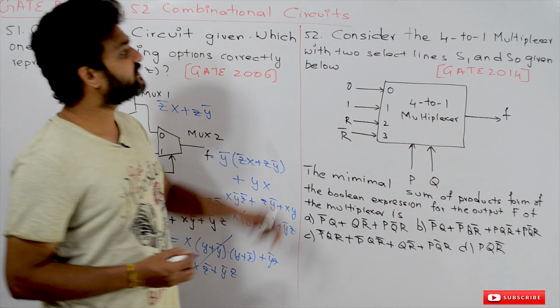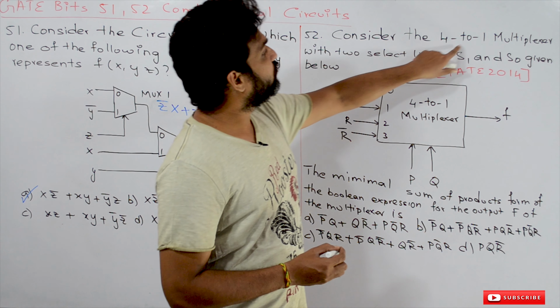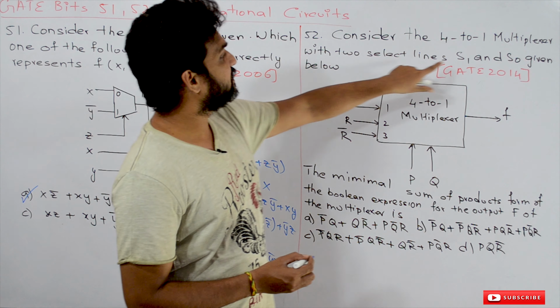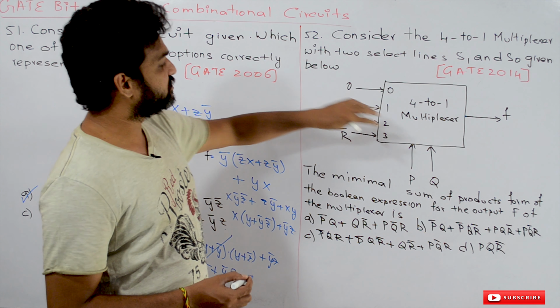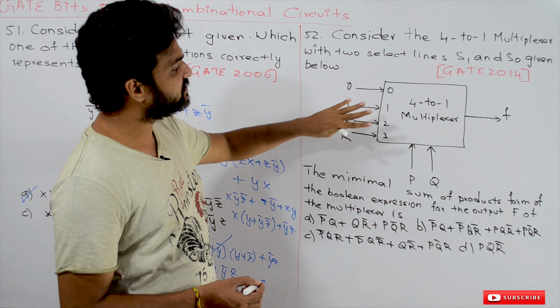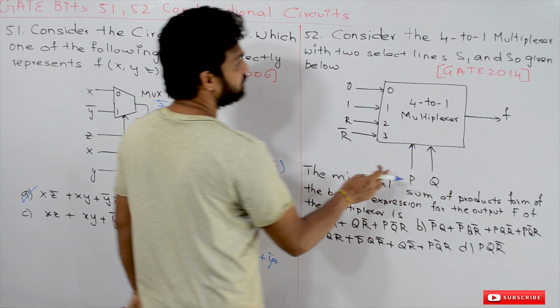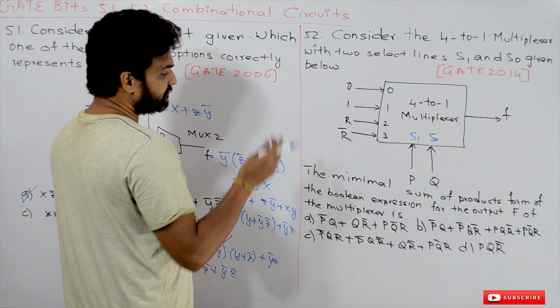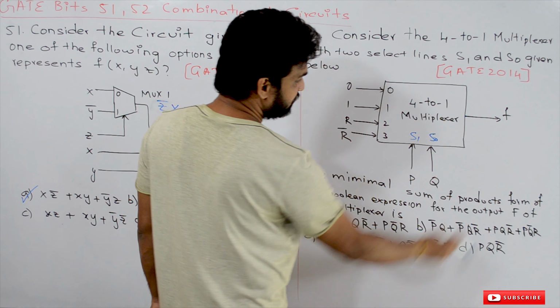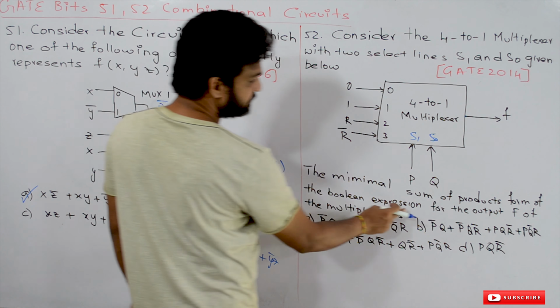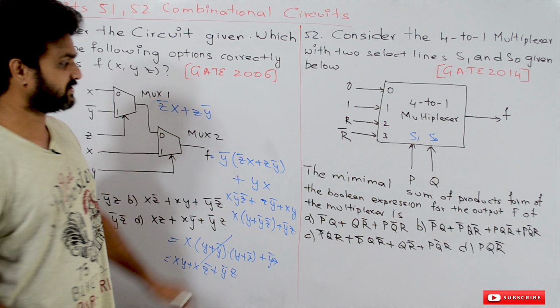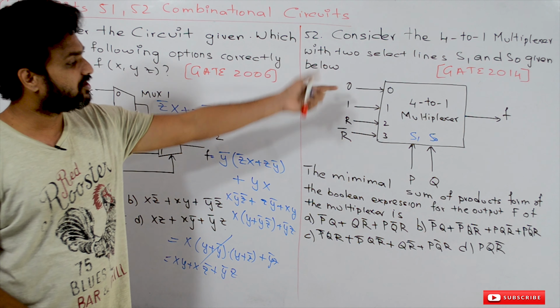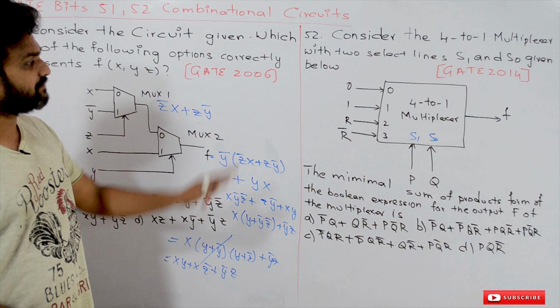Now coming to this bit: consider the 4-to-1 multiplexer with two select lines S1 and S0 given below. This is a 4x1 multiplexer with select lines S0 and S1. Given below, the minimal sum of products form of the Boolean expression for the output f of the multiplexer is asked. So what is the output generated by this multiplexer?